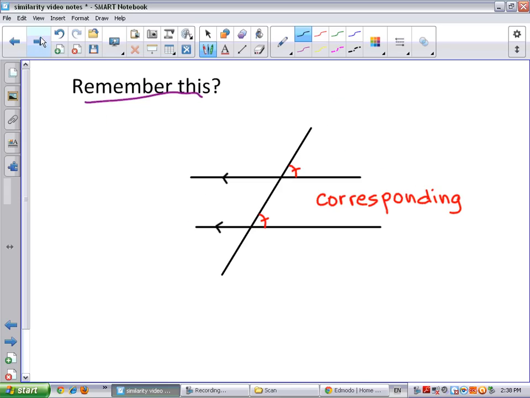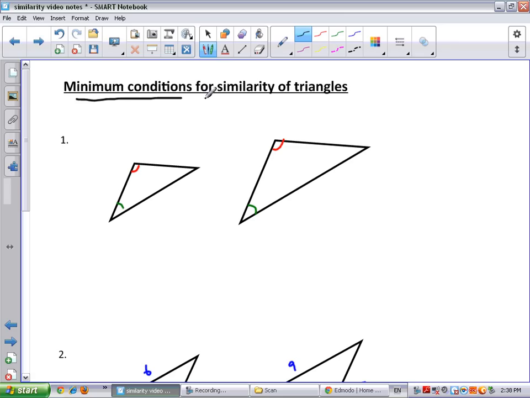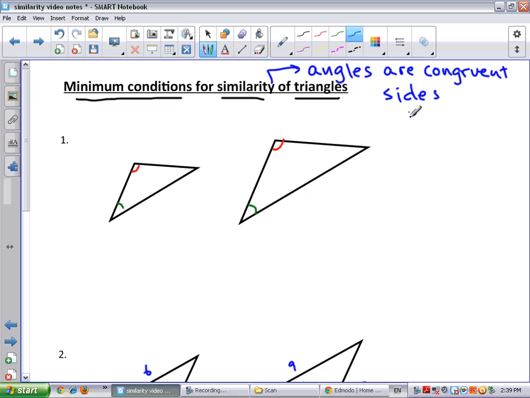The next step is going to be that there are some minimum conditions for showing similarity of triangles. And really, when we think of minimum conditions, we just came out of minimum conditions for congruent triangles, and so this leap, I hope, is a little bit obvious to you in the sense that we're going to look for the least amount of information necessary to show that two triangles are similar. Remember that similarity means angles are congruent and sides are proportional.